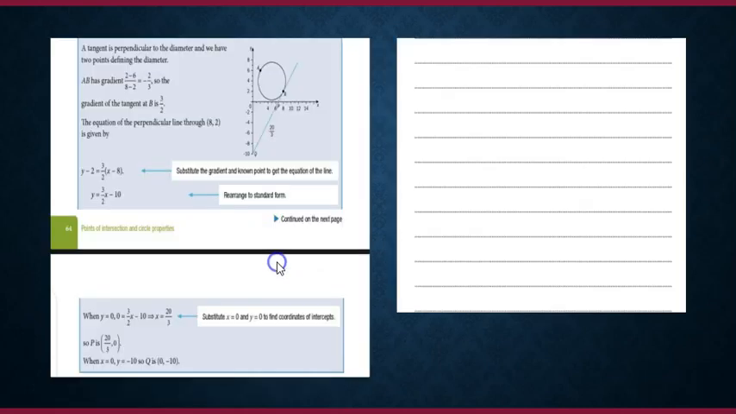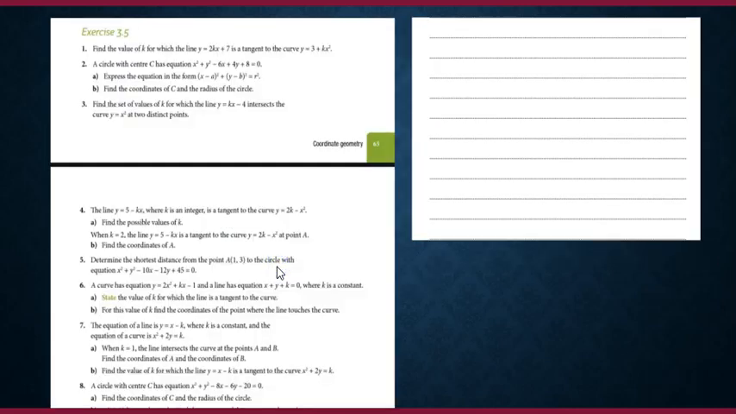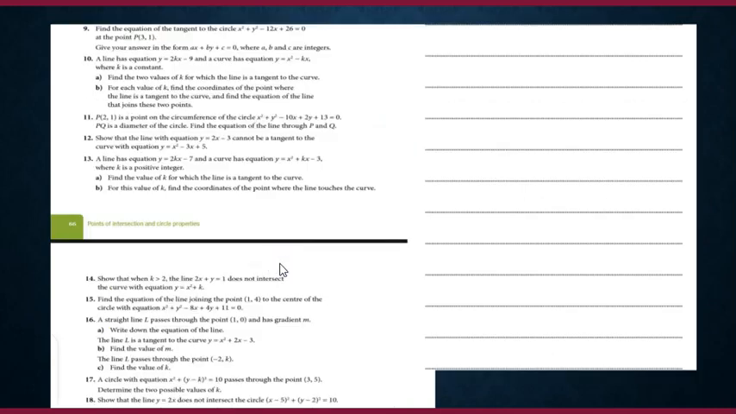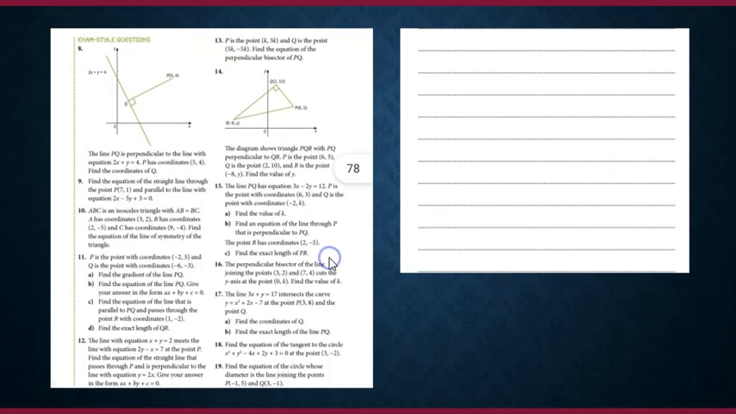Check question 19 and confirm the answers below, and look at the exercise 3.5 as it is indicated. Try to follow through the exercise, and that would be the end of coordinate geometry. I've included summary exercise questions, that is exam style questions for Cambridge edition. Try them. I'll be leaving the link below the video so that you check the answers.